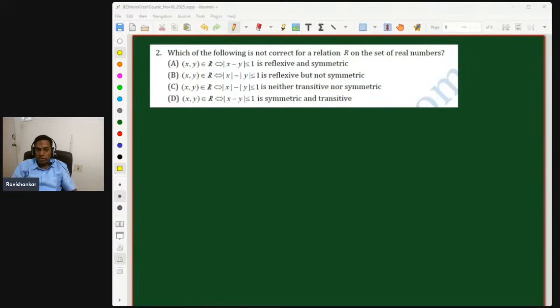Okay, right now question 2, again it's not the same relation everywhere. First is mod of x minus y, second is mod x minus mod y, third is mod of mod x minus mod y, and fourth is mod of x minus y. So first and fourth, same relation. So whatever idea you apply can be used for both.